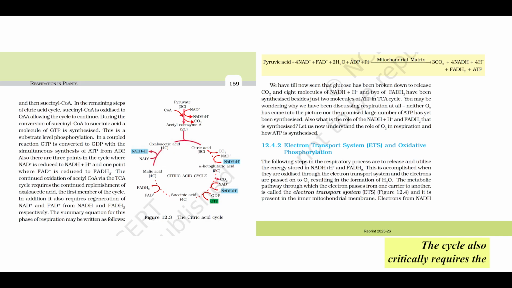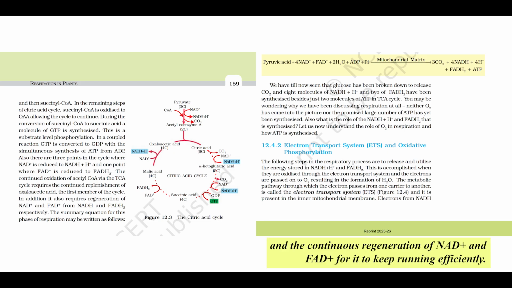The cycle also critically requires the continuous replenishment of oxaloacetic acid to serve as the initial acceptor for acetyl-CoA, and the continuous regeneration of NAD+ and FAD for it to keep running efficiently.